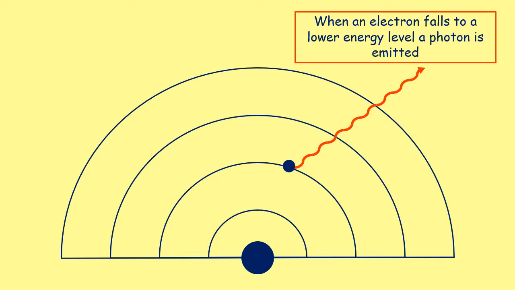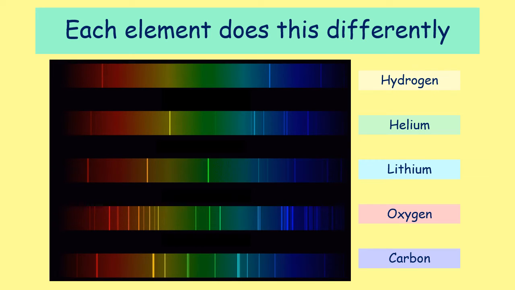It emits a photon. Now, the electron does not need to fall to the energy level that it originally started at. It just needs to fall to any lower down energy level to give off a photon. And depending upon what energy level it starts at and falls to, you will release a different photon. Now, every single element will release and absorb photons at different wavelengths.